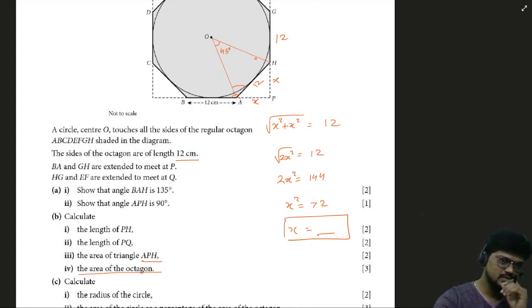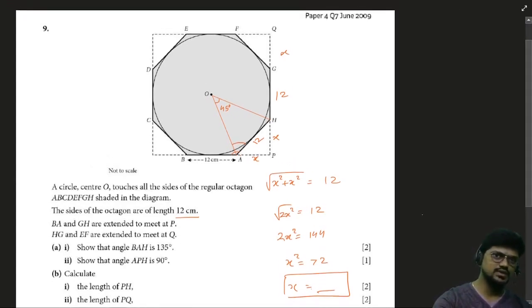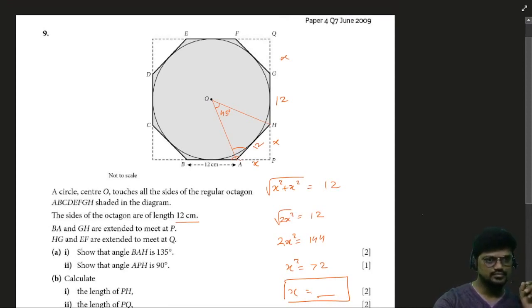Tell me, no problem. We can still use it, but there is some method. We can use the cosine rule to find the side. But there will be an even easier way. We can find the area of the square. Can we find the area of the square since we have the side PQ? Yes or no? Yeah. So we can find the area of the square, and we know the area of one triangle. So if we subtract four triangles, you'll get the area of the octagon.